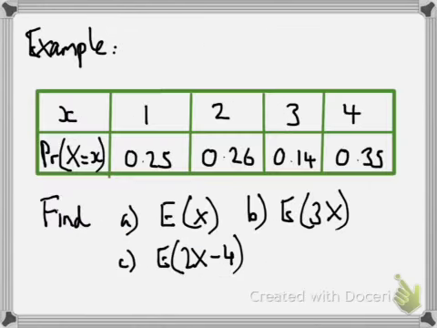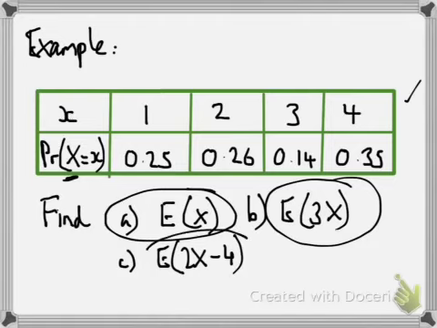Alright, let's have a look at a practical example. Here's a discrete random variable, capital X, and here's its probability distribution. And we've got our x values and our probabilities. First thing we're going to find here is E of x, expected value of x, expected value of 3x then, and then expected value of 2x minus 4. So we'll find them one by one.